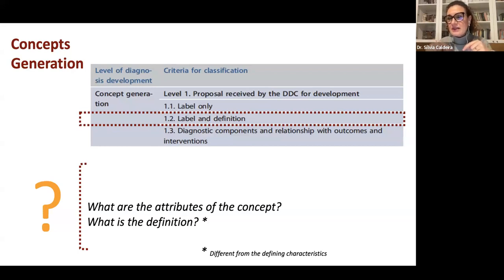When you think of the attributes, you're talking about the dimensions of the definition. When you think about the defining characteristics, you are talking about the signs, symptoms, the way the nursing diagnosis expresses. That's different. And it's very interesting because from a research point of view, it's really different when you analyze the literature to get the attributes and the definition.